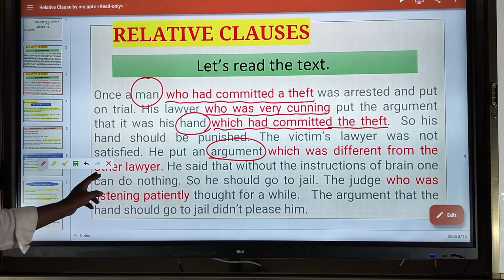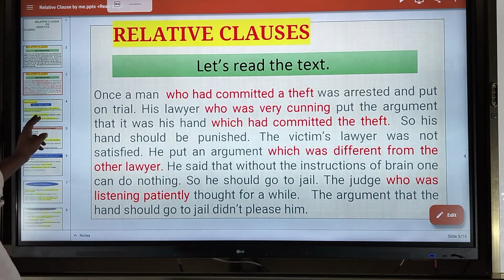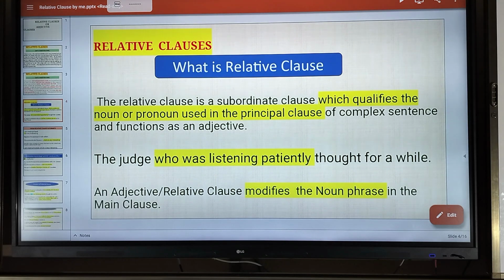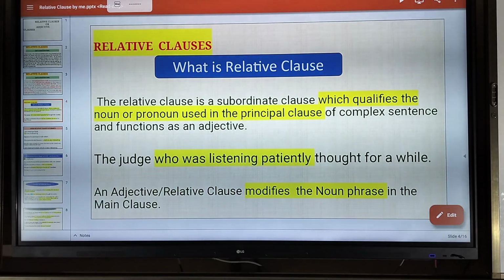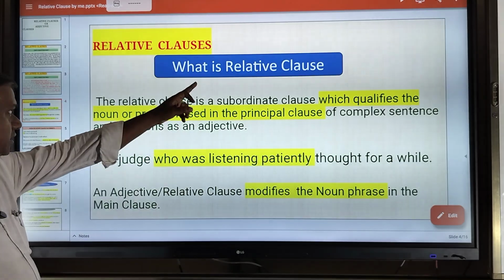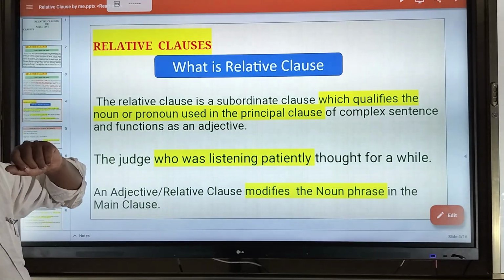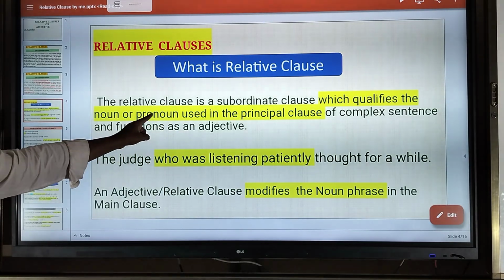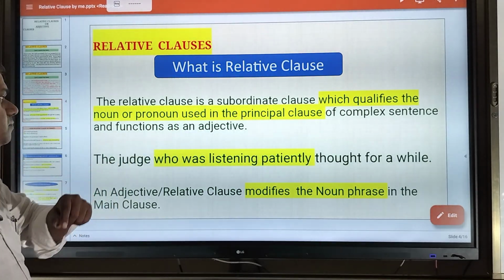Getting? Now you find that the same. What is the relative clause? It is written. Relative clause, the relative clause is a subordinate clause which qualifies the noun or pronoun used in the principal clause.